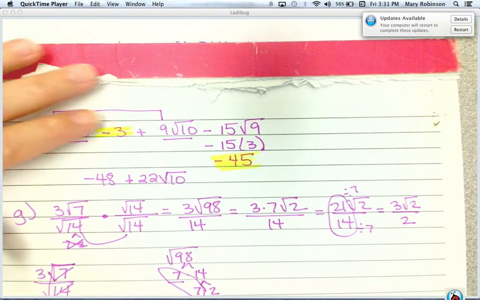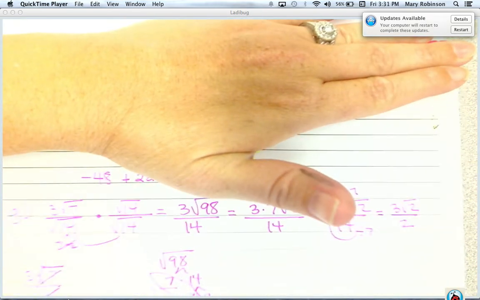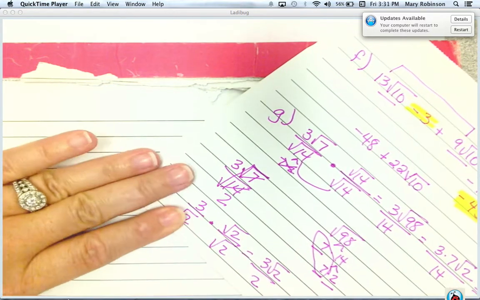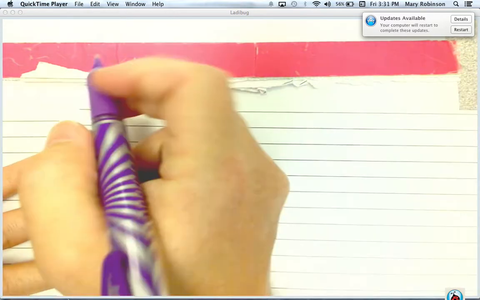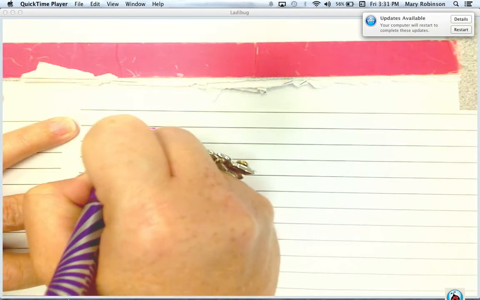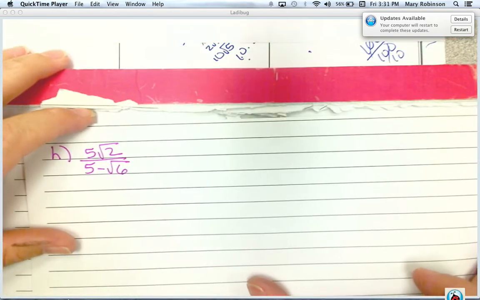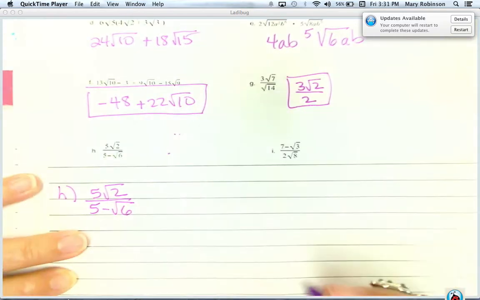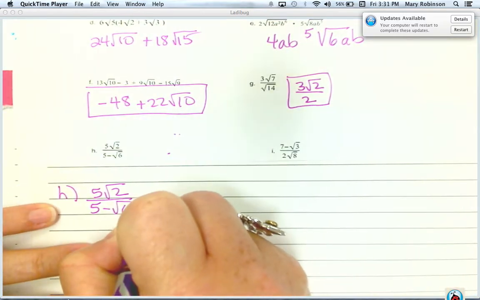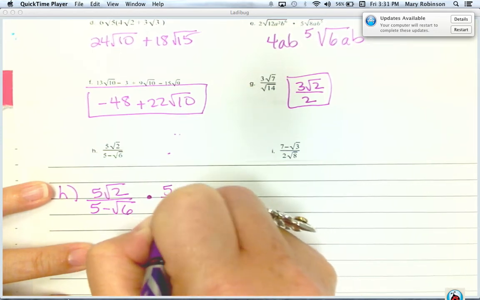All right, and finishing up the last two with the radicals, and then I'll do another video on the equations. For H, notice that in our denominator we have a sum or a difference here, 5 minus the square root of 6. And in this case, we always want to use our conjugate. So 5 plus the square root of 6.